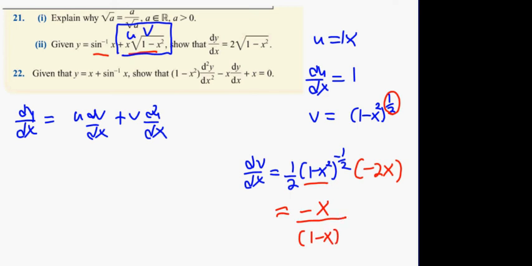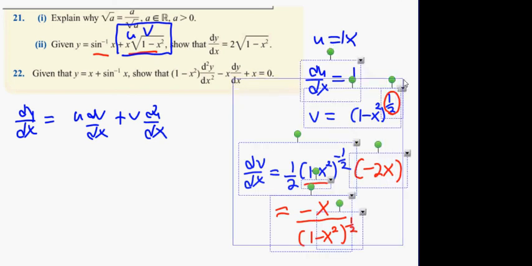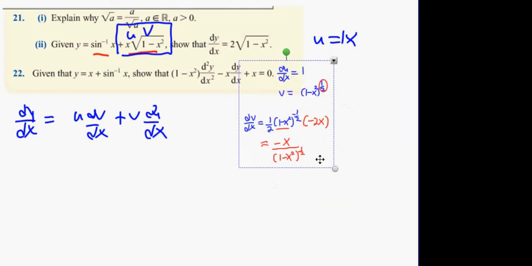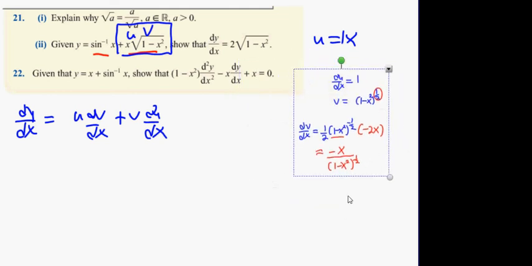Sorry, what are you asking me? Is there a question? Okay, 1 minus x squared to the power of a half. Now and only now am I ready to do the actual product rule itself. Okay, so I'm just going to reduce this information here. Okay, up here. Now, let's begin.